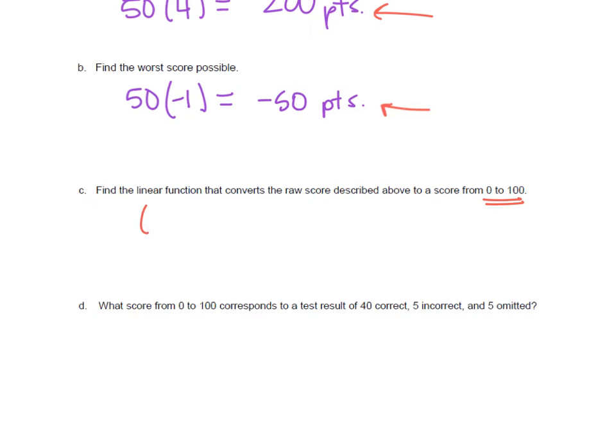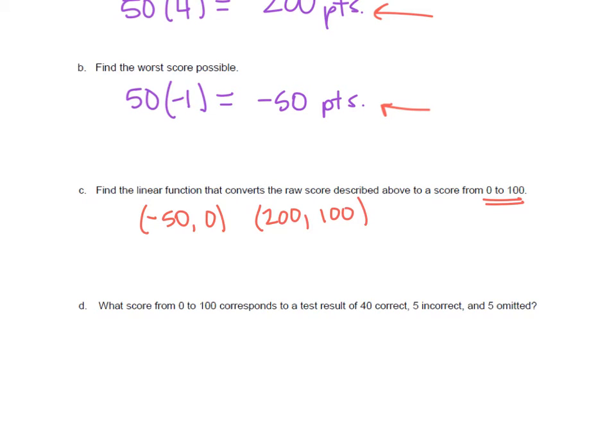So the lowest raw score you could get is -50. The lowest score you could get from 0 to 100 is 0. So -50 and 0 are going to go together in one ordered pair. The highest raw score you could get is 200, and the highest score from 0 to 100 you can get is 100.